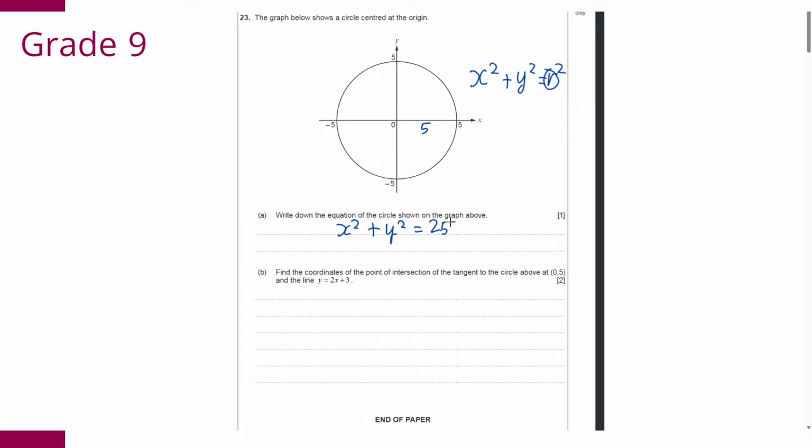Find the coordinates of the point of intersection of the tangent to the circle at 0, 5. Right, so 0, 5 is here. And so the tangent of the circle is like there. If I can actually draw it right. There we go. Find the coordinates of the point of intersection of the tangent of the circle and the line y equals 2x plus 3. This is really easy because at that point, x will be 5, right? So you're just literally plugging in 2 times 5 plus 3, right? Just 13.